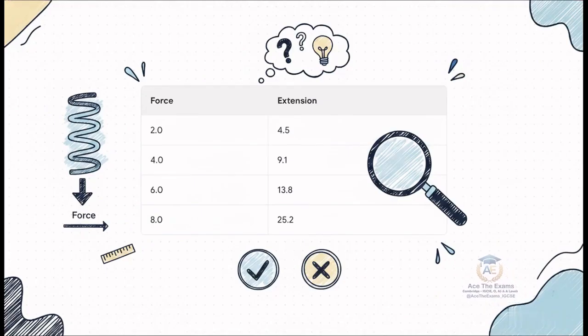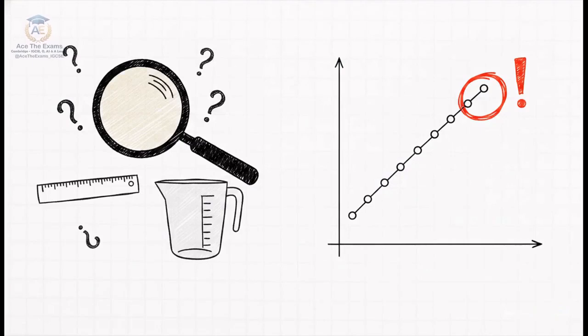The values go from 2.0 to 8.0 for force, and they go from 4.5 up to 25.2 for extension. Take a really good look. I want you to spot the critical errors in the table design and the data itself. What is fundamentally wrong here? Now, what's really interesting about this is the mistakes are hiding in plain sight.